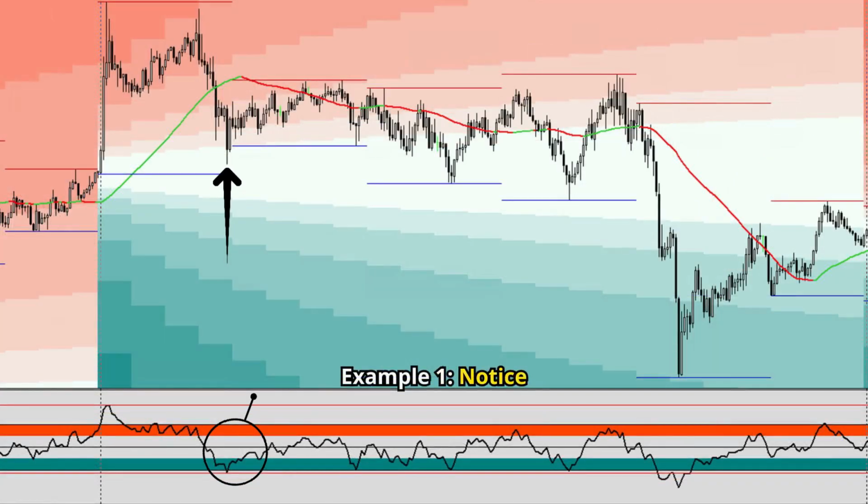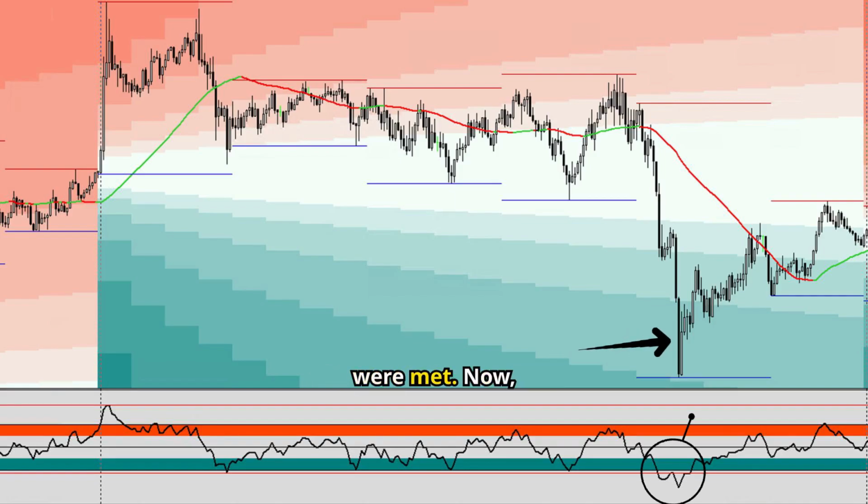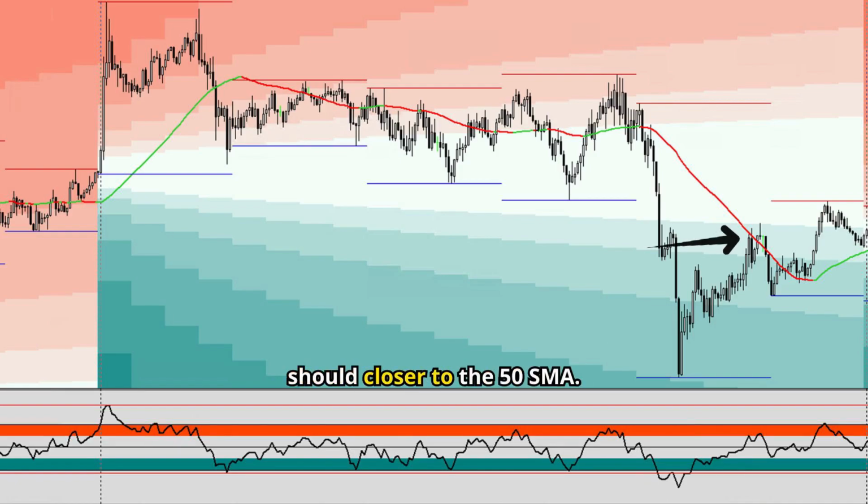Example 1. Notice the RSI made a new low and hit the 30 level, but price was not in the green zones. So, we wait for price to hit the green zones. Here is the perfect entry, as the conditions were met. Now, the entry can be at the bullish candle or the arrow alert. The take profit should be closer to the 50 SMA.